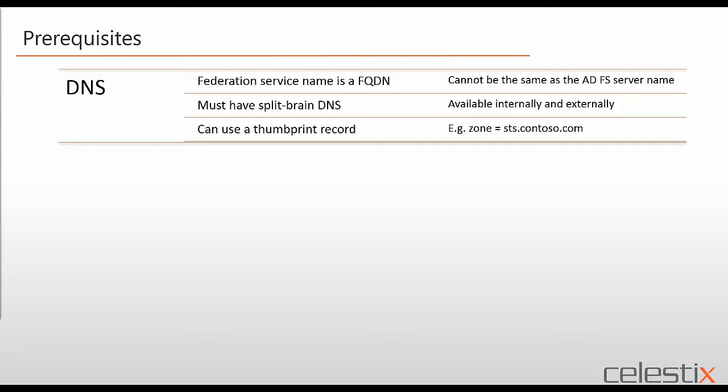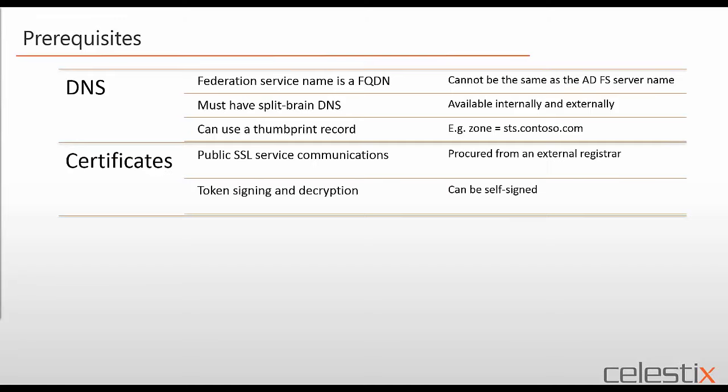And there's articles out there that you can look up to see how to do that, and it's pretty straightforward. Certificates, really for Office 365 and Federation, you only need to procure one certificate, and that will be our SSL certificate or our Service Communication Certificate. And typically you'll get that from a GoDaddy or a VeriSign, things of that nature.